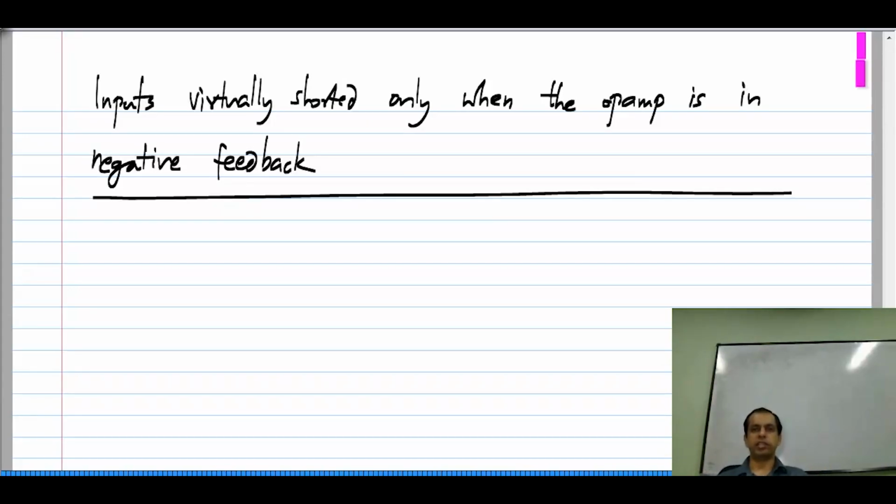Also, in both cases, as A naught tends to infinity, the inputs are virtually shorted. But in reality, this is not the case. This appears so only because of our inadequate modeling of the op amp. If you model all the dynamics of the op amp, you will find that if the op amp is in positive feedback, the difference voltage between its inputs diverges to a very large value, and we will simply not get all the nice circuit behavior that we had before. Okay.